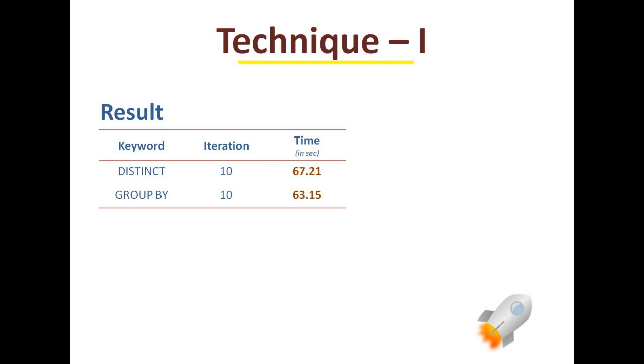Iterations considered are 10. As you can see over here, the distinct keyword took 67.21 seconds and group by took 63.15 seconds. So the net time gain which we have got by using group by is 4.06 seconds. So in this total exercise, what we saw is group by completed 4.06 seconds faster than the distinct clause.